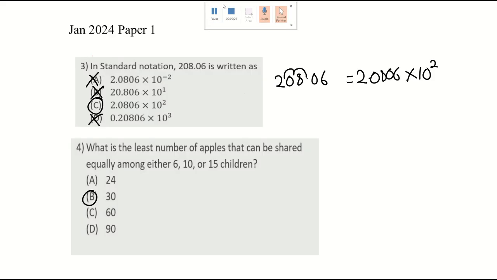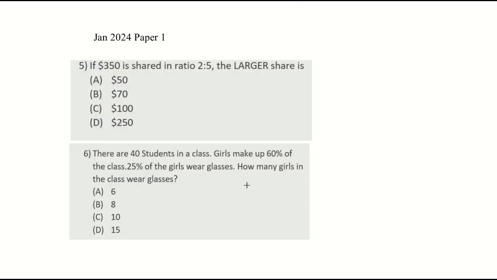Alright, let's look at this one here. If 350 is shared in a ratio of 2 to 5, what is the larger share? Between 2 and 5, which one is larger? 5. They told you the total amount is 350.